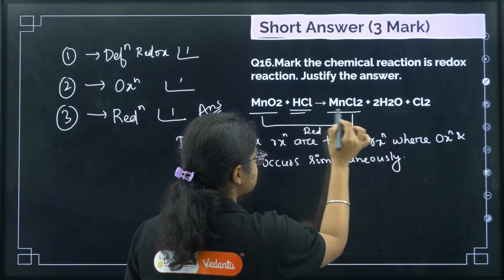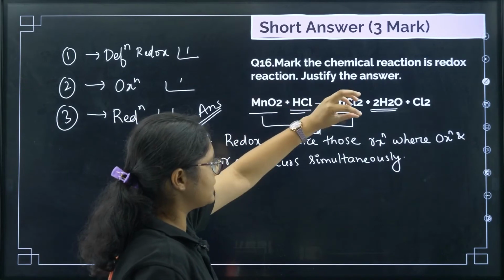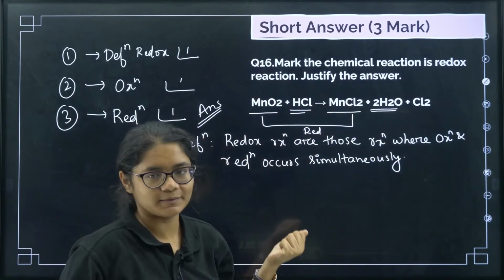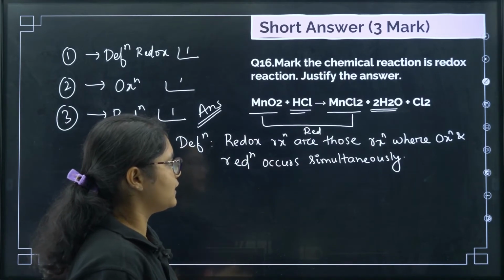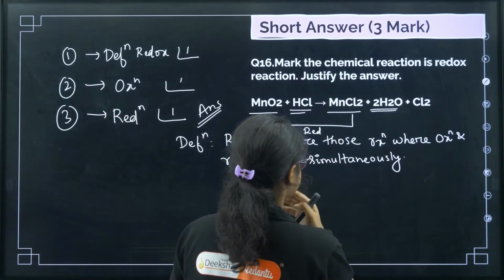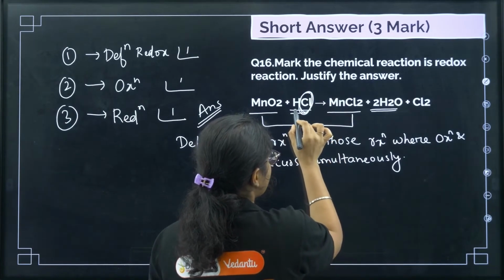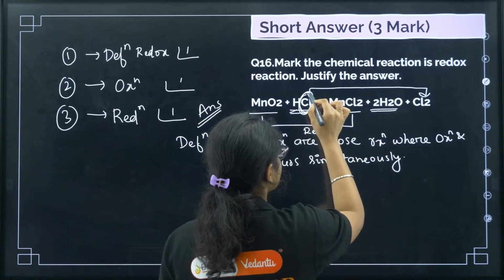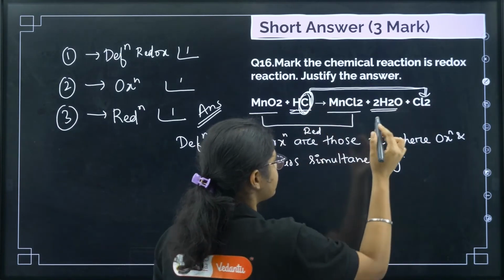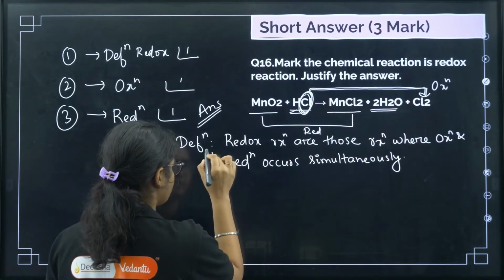Now if you see H is there, right? So I can say from H what has happened? Chlorine has been removed and oxygen has been added, or you can say that in chlorine, hydrogen has been removed. So removal of hydrogen is what? Oxidation, right? So this is my first point.